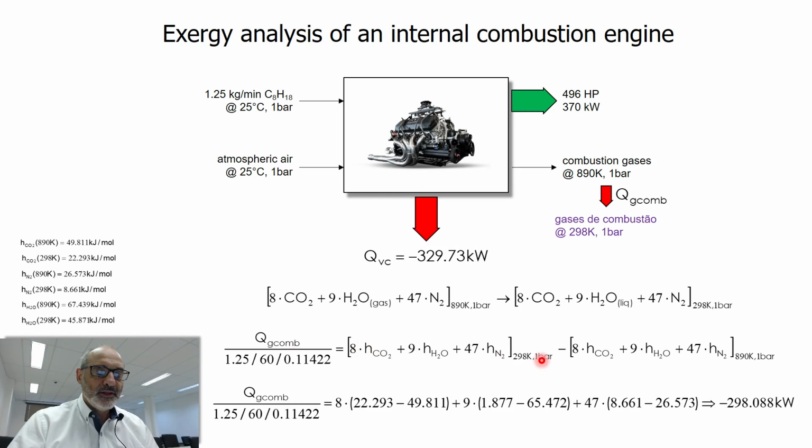The heat removed is equal to delta H. Okay, so delta H is here. When I replace all the data that I have, I get this result. So heat is being removed at this rate, 298 kilowatts. Or I could have said that heat is being supplied to the combustion gases at this rate, minus 298. So it's a negative injection of heat.